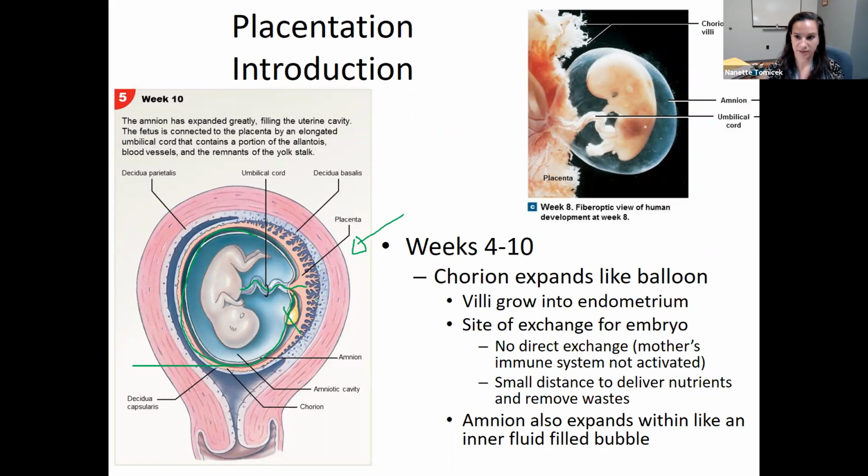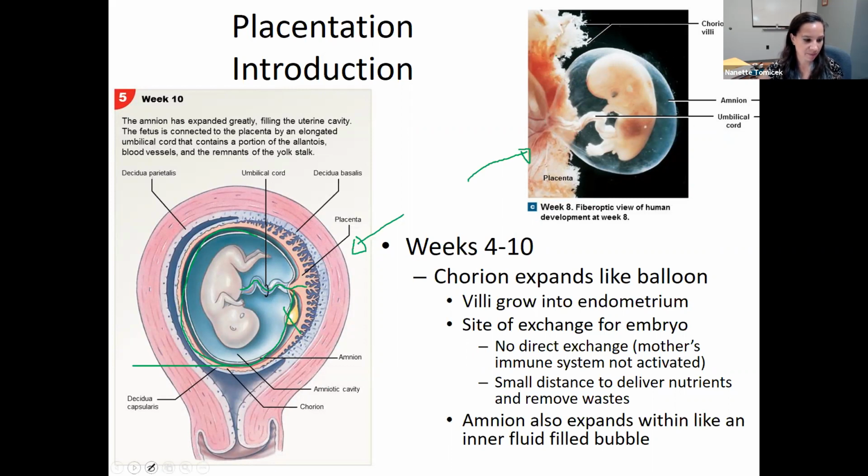Okay. Now that amnion has really filled up like a nice big bubble. And I think this image is so cool. This is a fiber optic view at about 8 weeks. And you can really see that human embryo in there anchored to that placenta and those chorionic villi. It just looks really cool. So now you can see that a little bit clearer.